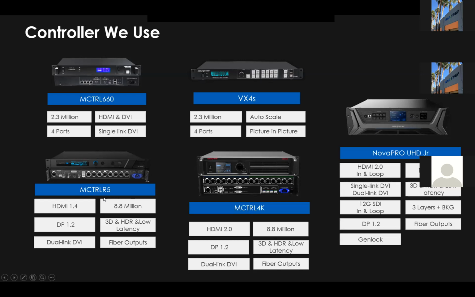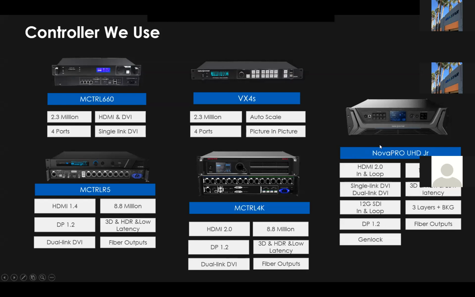And what's more, the M-Control R5 supports HDMI 1.4 and DP 1.2, and supports 8.8 million pixels, 3D, HDR and low latency. It has dual-link DVI and fiber outputs. And next one is M-Control 4K. It has HDMI 2.0, DP 1.2, and still supports 8.8 million pixels and 3D HDR low latency and dual-link DVI and fiber outputs.